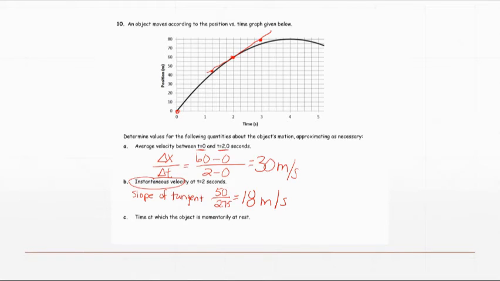And then right here, it says, at which time is it momentarily at rest? So at that point, it's going to be where you have a zero slope. Your zero slope is going to show up at about 4 seconds. Wherever your slope is 0, or basically you're changing directions. Okay.